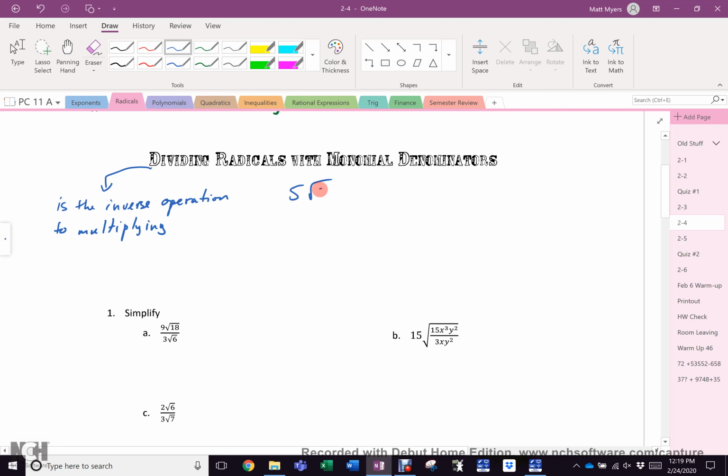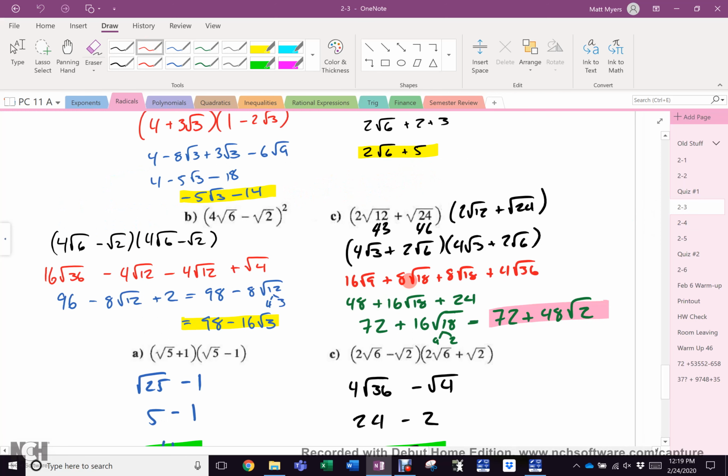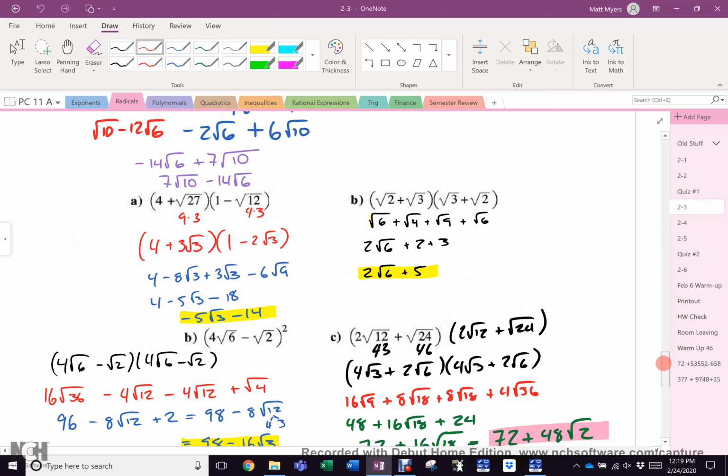5 root 2 times 3 root 7 is what? This is what we did like yesterday. Oh, did I show you all the answers? I didn't? Okay. Hold up a moment. You have not seen all these answers? Oh, you'd better check and make sure then.